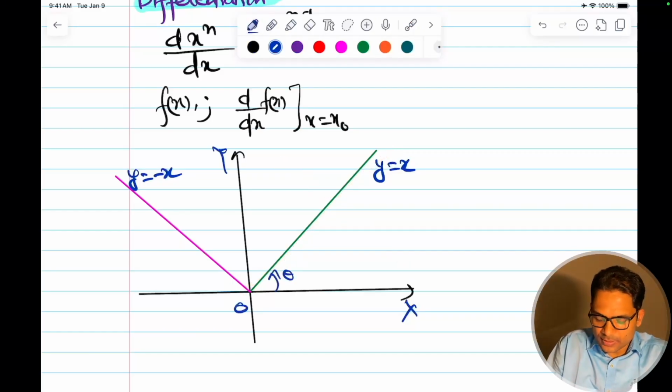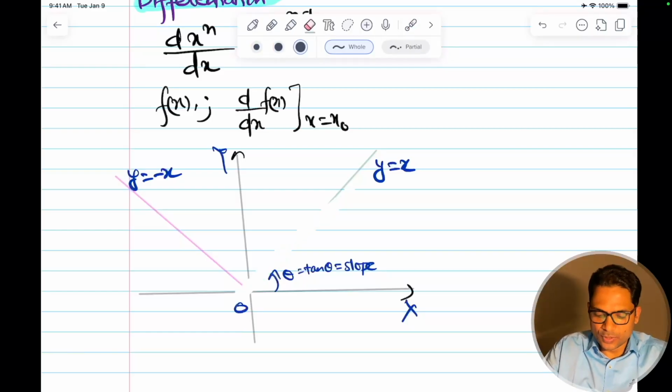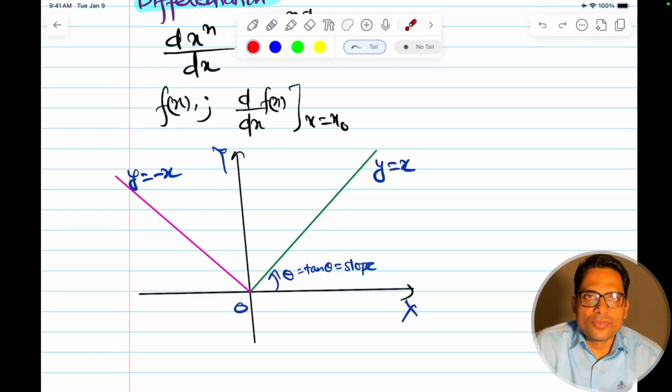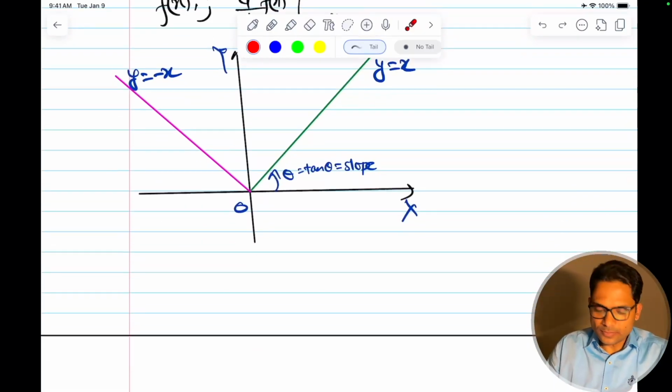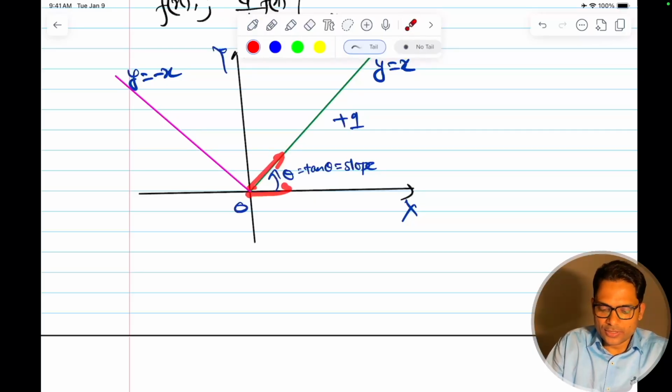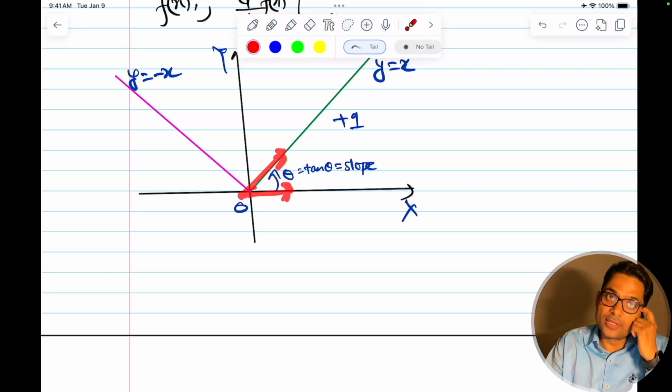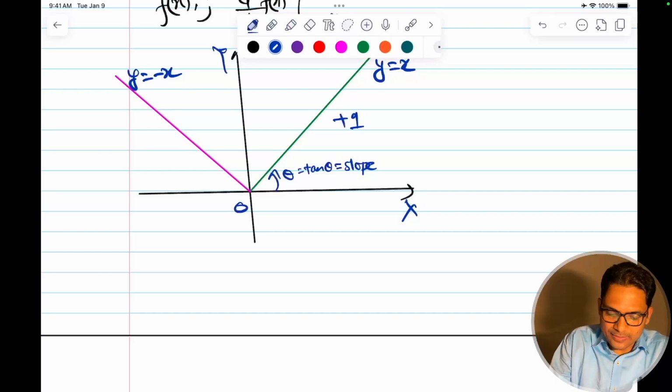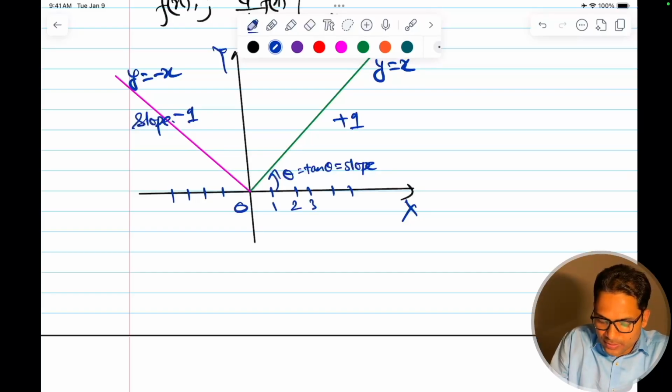So this is theta, and tan theta is equal to the slope. y is equal to x means this 45-degree line. What will be the slope of this line? If y is equal to x, then what is the slope of this line? So the slope of this line is plus 1. If x changes by 1 unit, then y will also change by 1 unit. And similarly, this is negative, so the slope of this line will be minus 1. If you see, 1, 2, 3, 4, 5, minus 1, minus 2, minus 3, minus 4, minus 5.